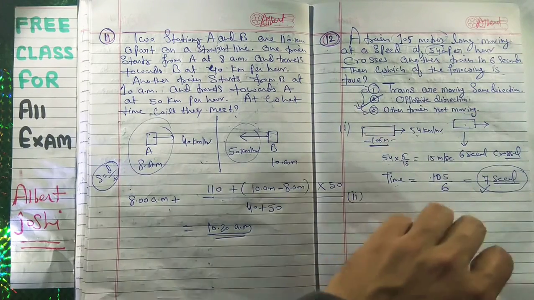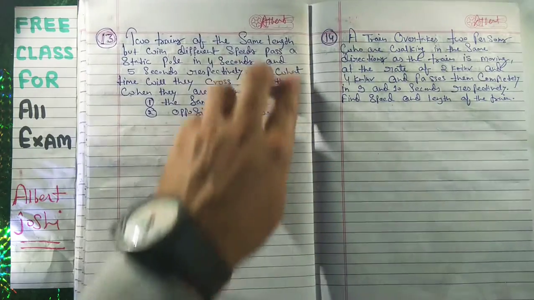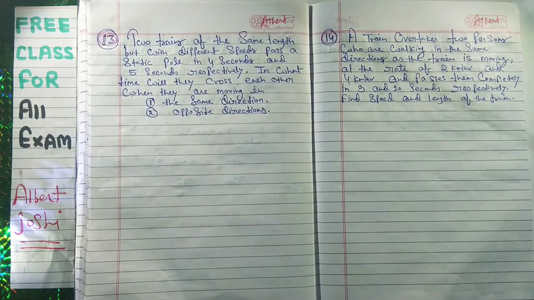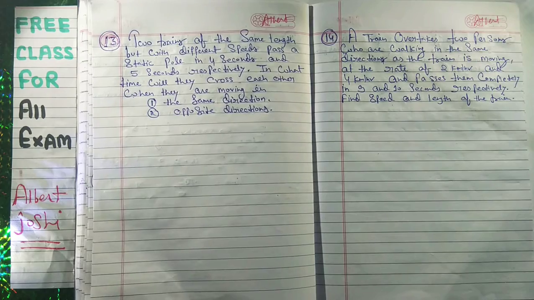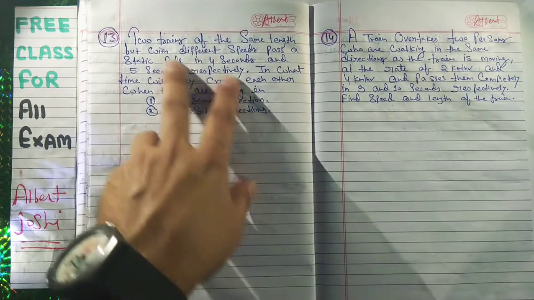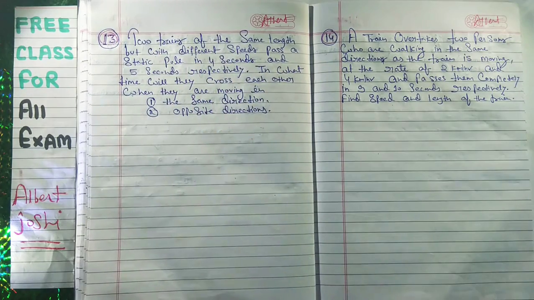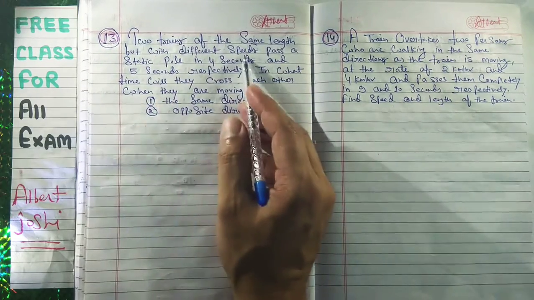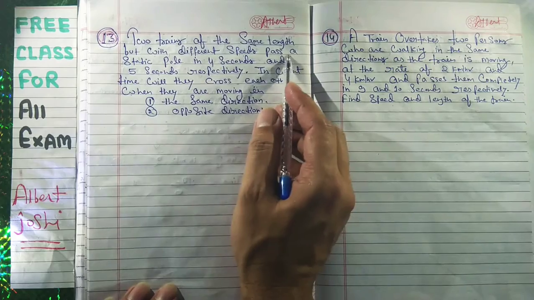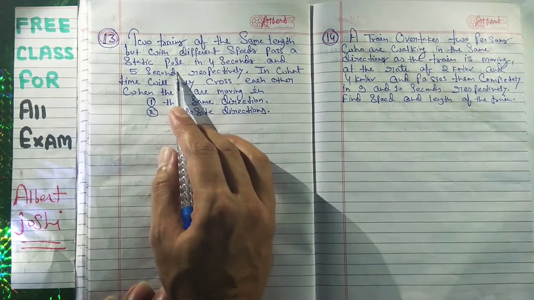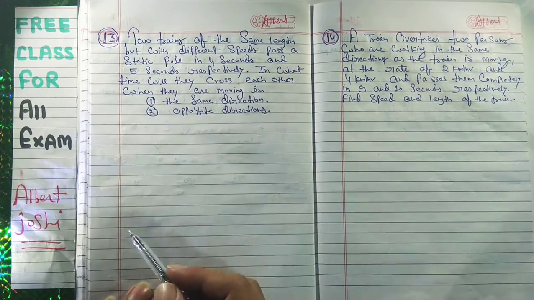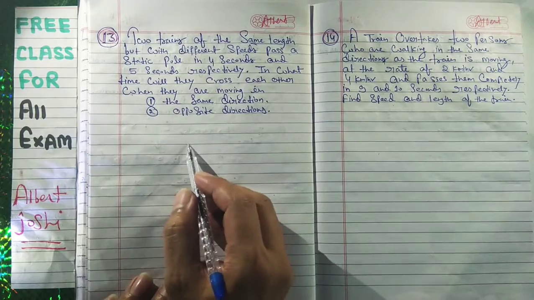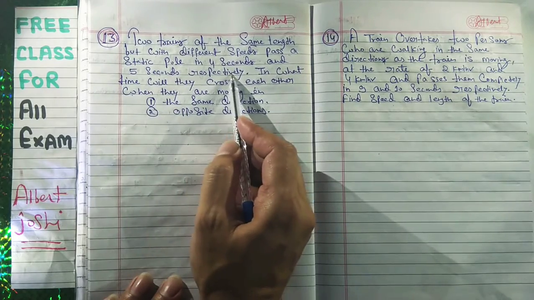I think that you understand. Now the next question. This is also a very interesting question. In this question they have asked: two trains of the same length, with different speeds, pass a static pole in 4 seconds and 5 seconds respectively.